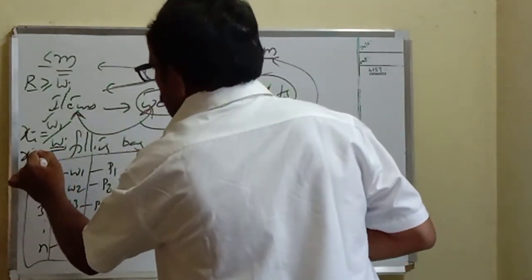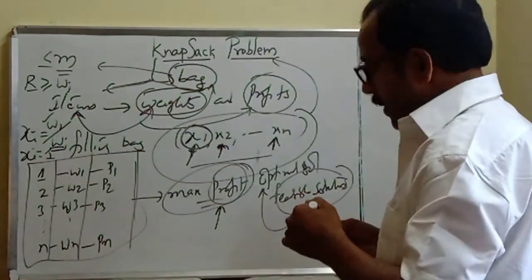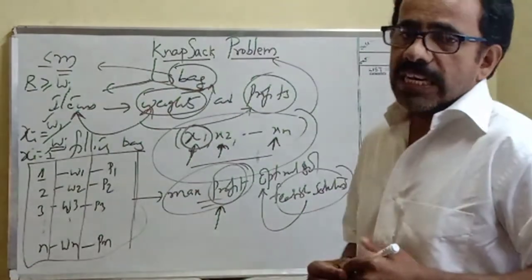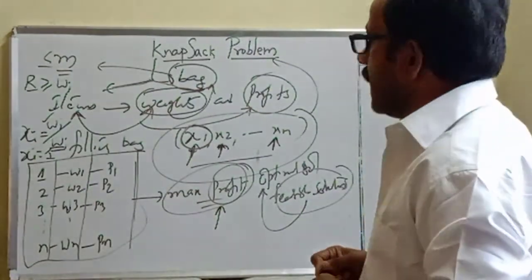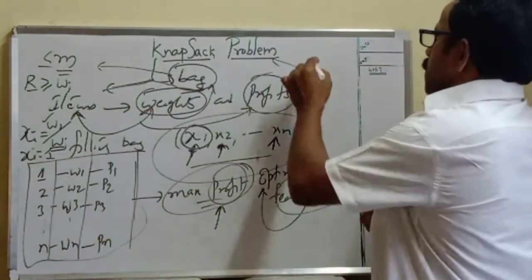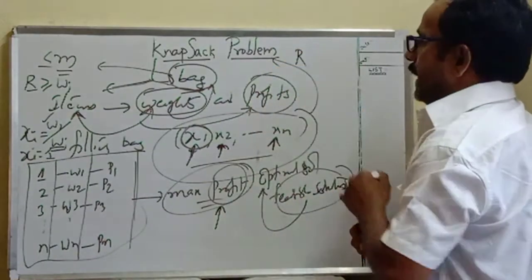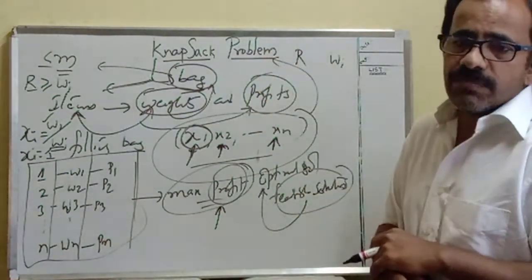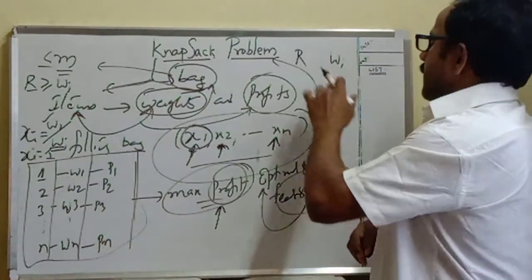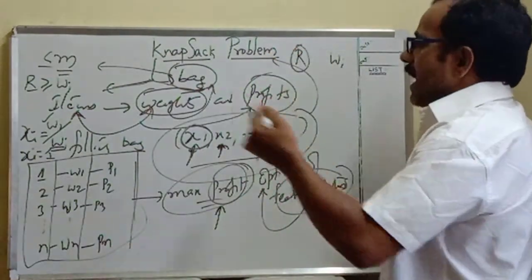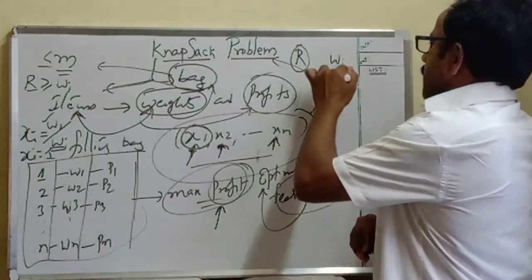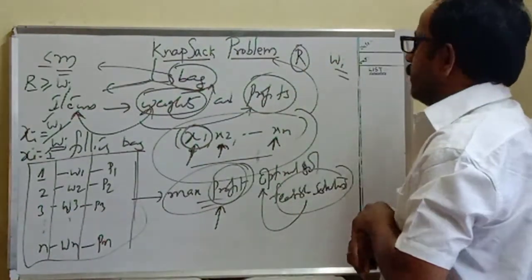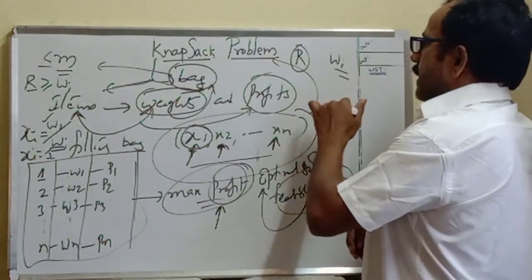Then what is Xi? The Xi solution is 1. That means we are completely considering the respective item. Otherwise, suppose R is the remaining knapsack capacity and Wi is the next item weight. We have already placed i minus 1 items completely, and R is the remaining knapsack capacity after placing them. The next item to be included is the ith item, and its weight is Wi.